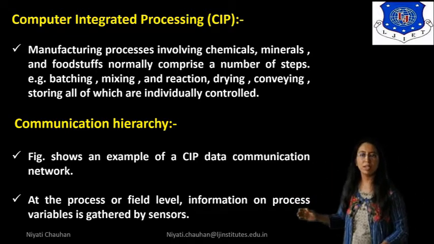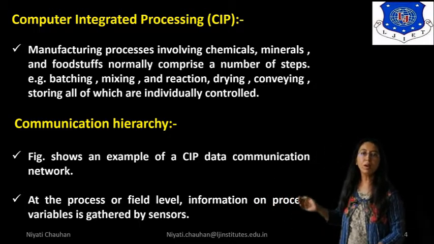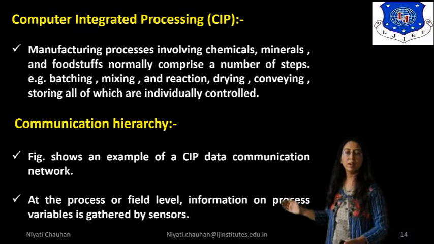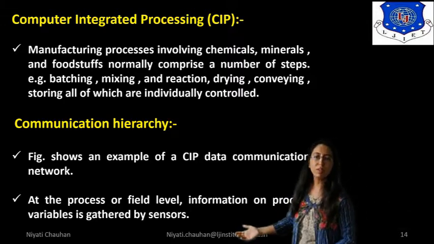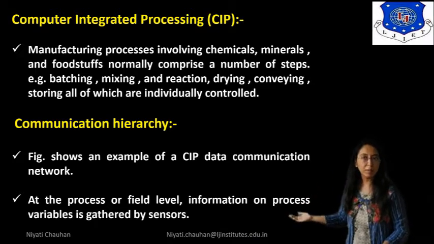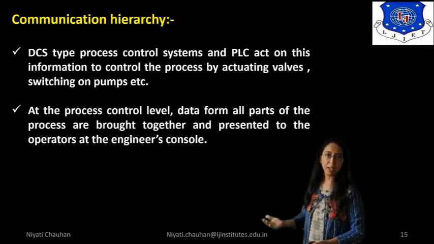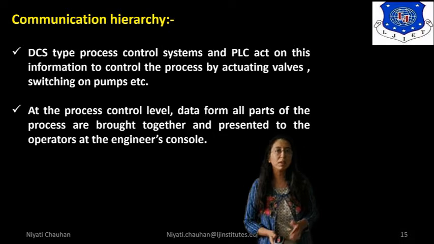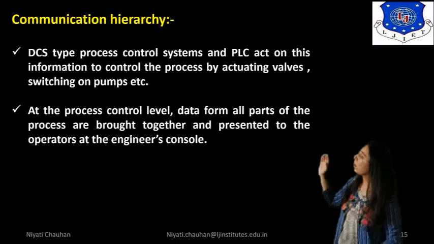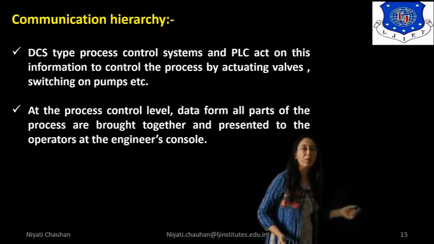Next is communication hierarchy. The figure shows an example of a computer integrated processing data communication network. At the process or field level, information on process variables is gathered by sensors. Then DCS type process control systems and PLCs act on this information to control the process by actuating valves, switching on pumps, etc.